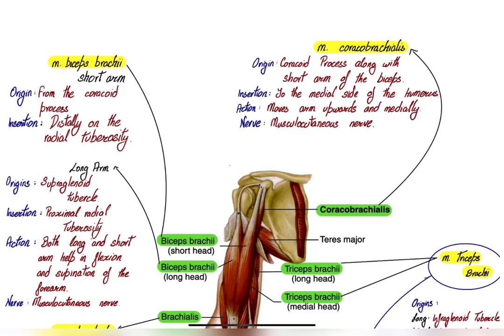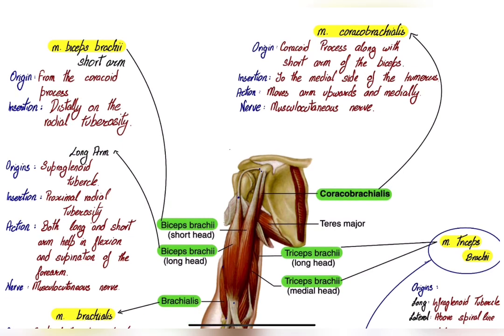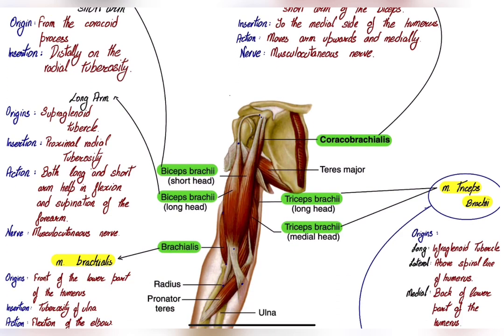Now the next muscle is very important and is called the coracobrachialis muscle. Now it originates from the coracoid process along with the short head of the biceps, which is over here, and they both originate from here. And it inserts in the medial side of the humerus, which is over here. The action that it performs is that it moves the arm upwards and medially. The nerve is similar to the biceps, which is the musculocutaneous nerve.